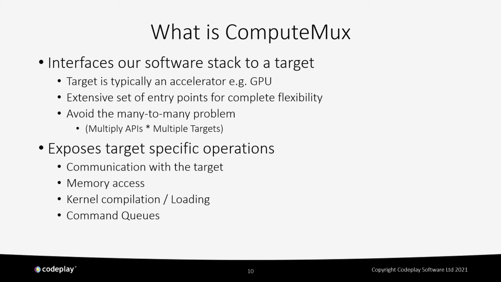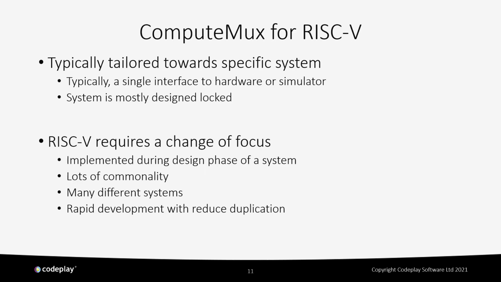For instance, a command might be to execute a specific kernel, for instance an ND range, which will then be handled entirely by Compute Mux and the result passed back. So typically we've seen Compute Muxes implemented and tailored for a specific system at a time. So when supporting multiple targets, you would have multiple Compute Muxes, one for each. And these might target a specific piece of hardware or a specific simulator.